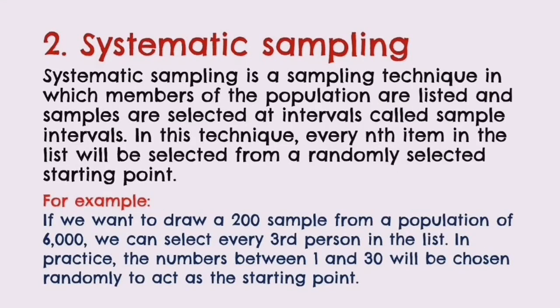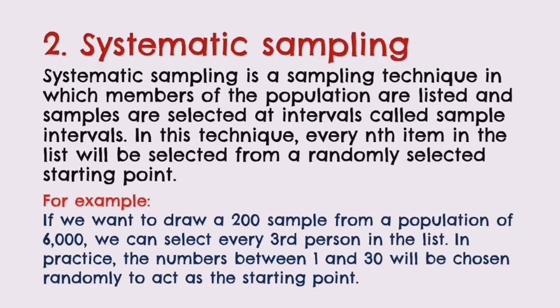Number 2 is systematic sampling. Systematic sampling is a sampling technique in which members of the population are listed and samples are selected at intervals called sample intervals. In this technique, every nth item in the list will be selected from a randomly selected starting point.